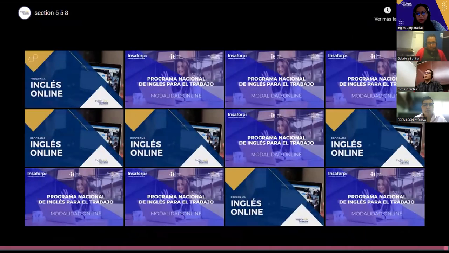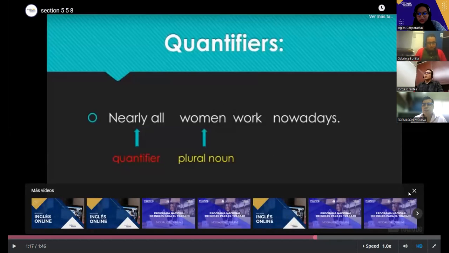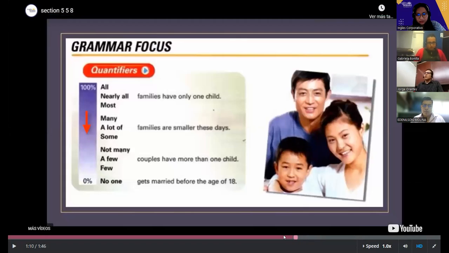Okay, let's go back to this explanation. Quantifier. Women. What is she mentioning in this part? There are like two rules that we don't need to forget. Number one, all of these quantifiers come before plural nouns. All of the quantifiers come before plural nouns.